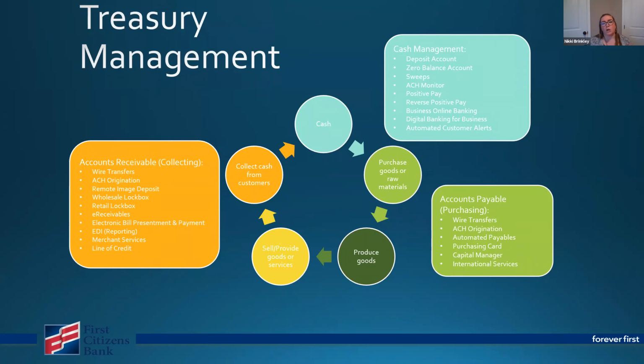So ACH Monitor, Positive Pay, and Reverse Positive Pay. These are all fraud products. And you might sit here and say to me, why does fraud matter when it comes to cash flow? This is probably one of the areas that I'm most passionate about, because unfortunately, fraud is at an all-time high, especially with business owners, and it is climbing every single year. And how is fraud going to affect your cash management?